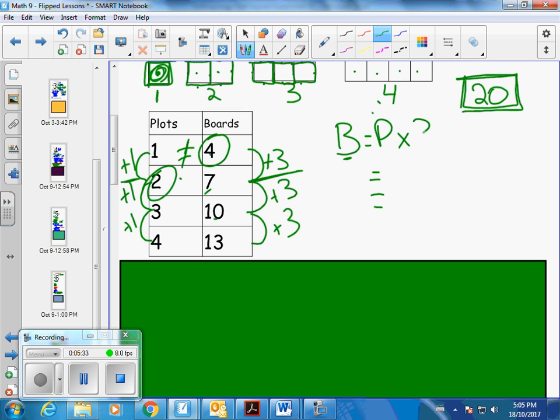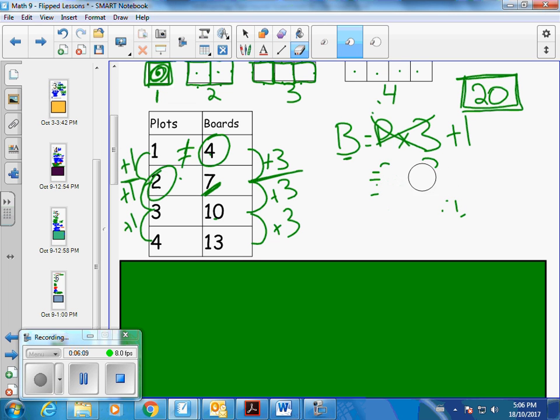So P times 3. My boards are going to be 2 times 3, so I get 6. This answer is not correct. We already knew that. 7 is our actual answer, but the question is, how much is it not correct by? Well, it's not correct by exactly positive 1. So since it's off by plus 1 for this one and for the last one, I somehow need to figure out how I can add 1 to this equation. So I'm going to go back and restart it again.